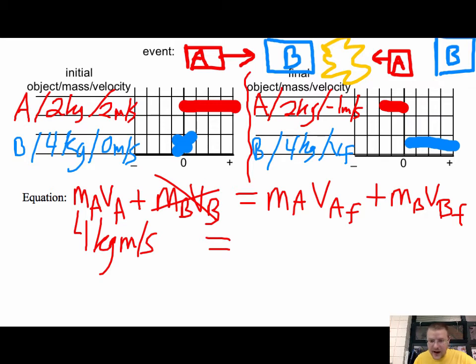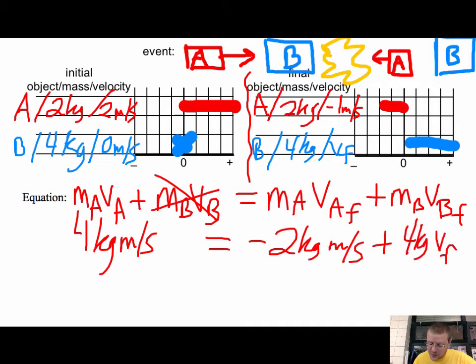And for cart A, after the collision, it had negative 2 units of momentum, and cart B had 4 kilograms of mass, but we don't know its final speed. And if you look at my equation here, the only unknown is final speed. So let's do the math.